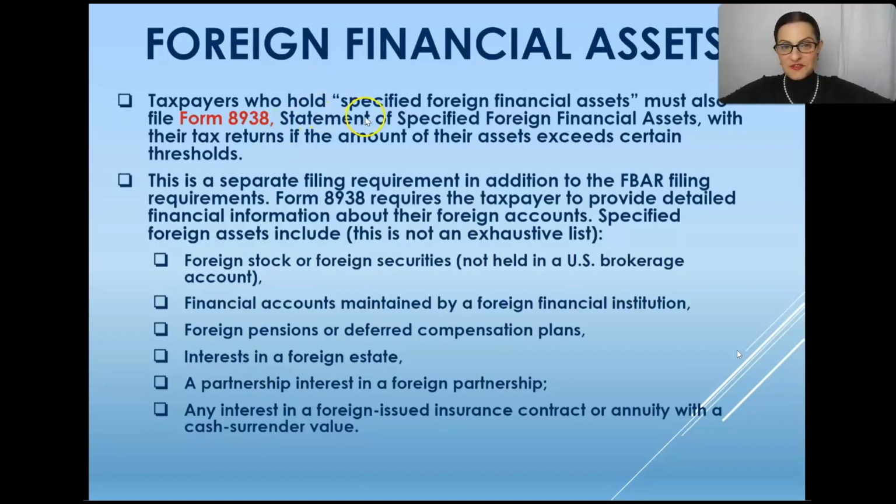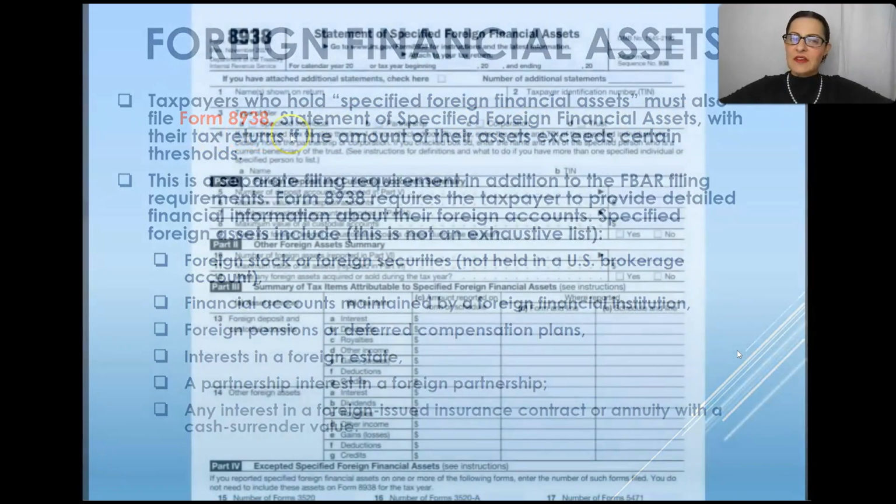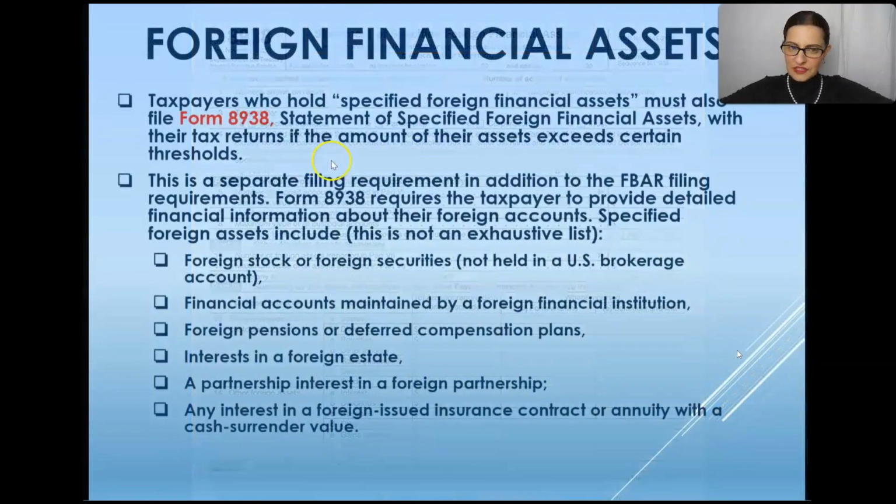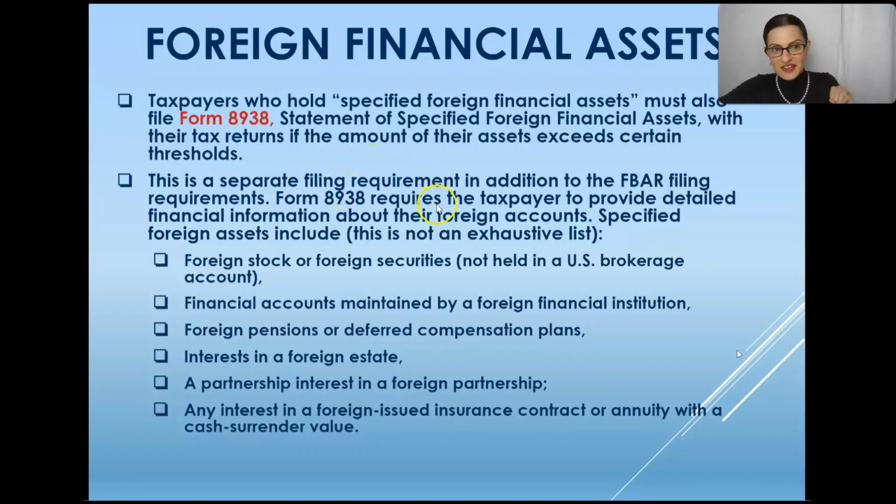Taxpayers who hold specified foreign financial assets must also file Form 8938, Statement of Specified Foreign Financial Assets, with their tax returns if the amount of their assets exceeds certain thresholds. This is a separate filing requirement in addition to the FBAR filing requirements. Form 8938 requires the taxpayer to provide detailed financial information about their foreign accounts. And this form is a lot more complicated than the FBAR.